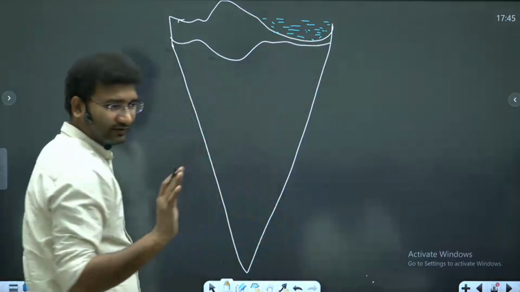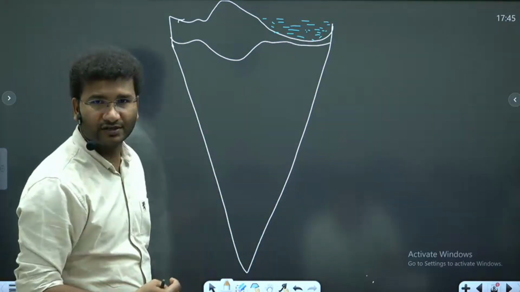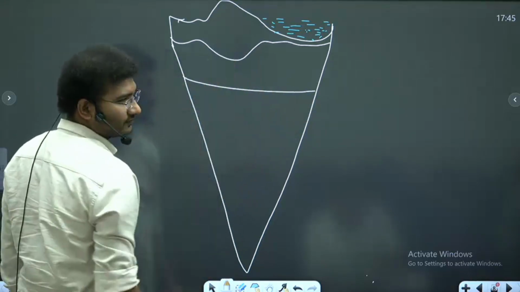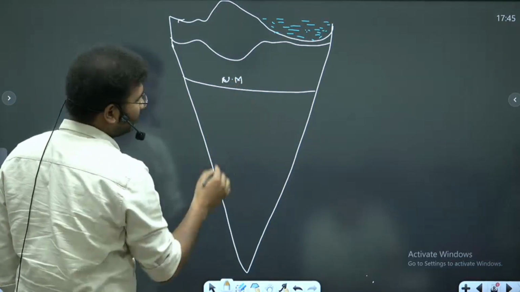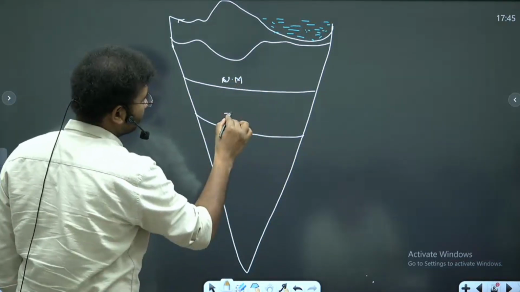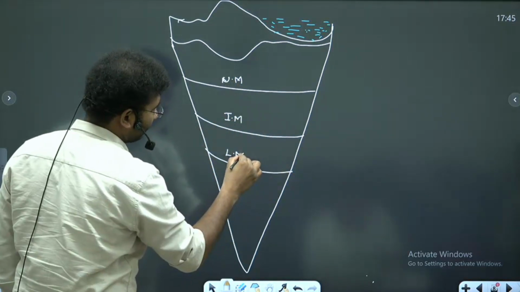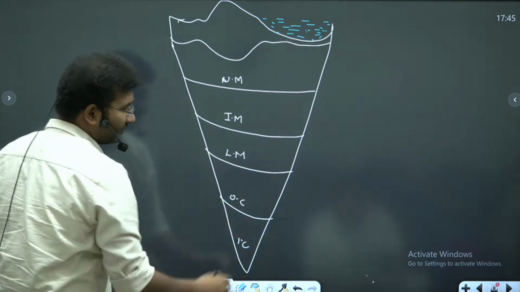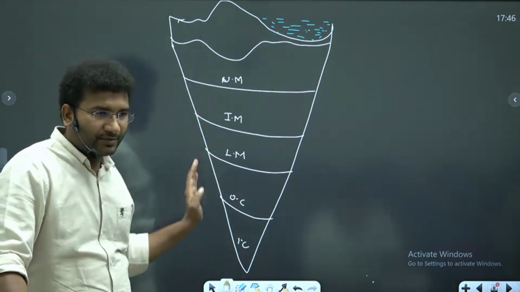See, broadly, first I'll draw the chemical composition. From that, we'll derive the mechanical composition here. So what is this? Crust. This is upper mantle. This is intermediate mantle, lower mantle, outer core, and inner core. Now this is what you have learnt in the case of chemical composition.